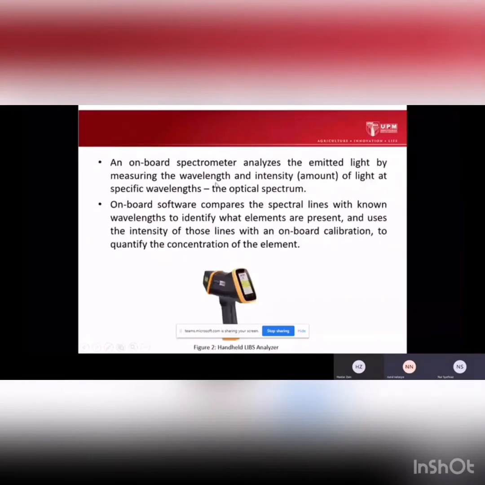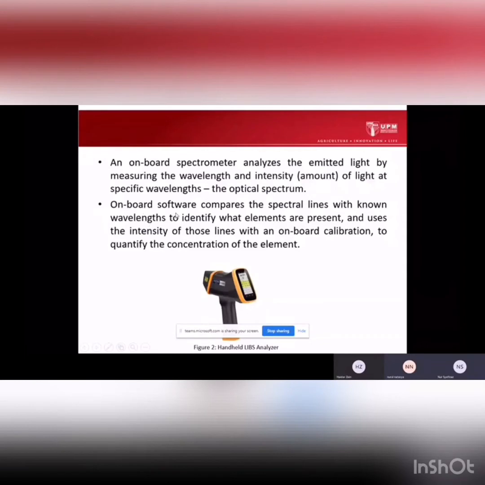Okay, and the on-board spectrometer analyzes the emitted light by measuring the wavelength and intensity of the specific wavelength. That's why the wavelengths are very important. Why we need to know the wavelength, because we want to know what element.